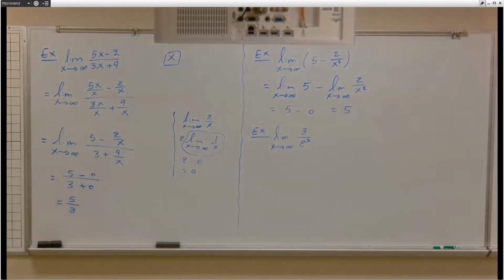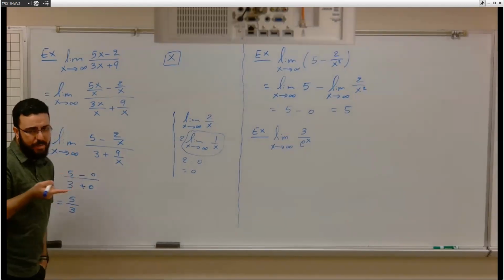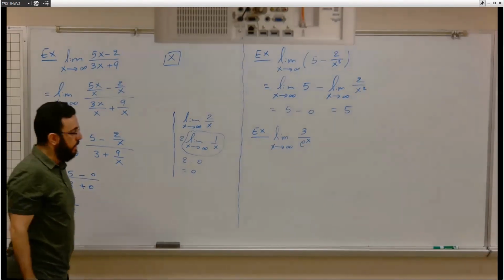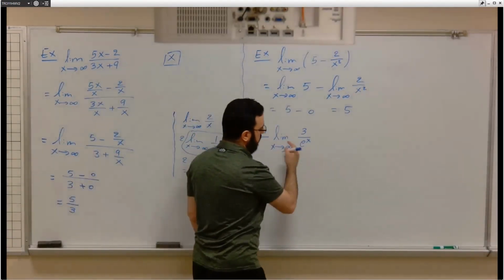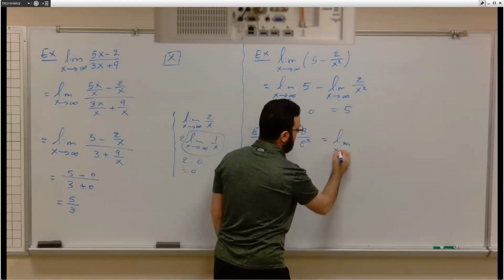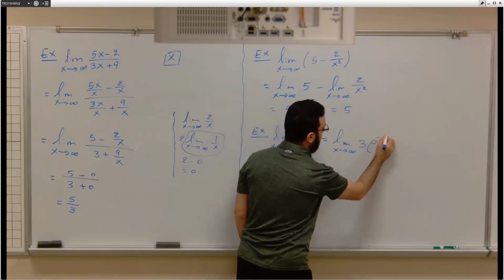Example 3. The limit for 3 over e to the x. Before I find this one, can I move e to the x to the top? I'm just going to write this one again. This one equals the limit as x approaches infinity of 3 e to the negative x.